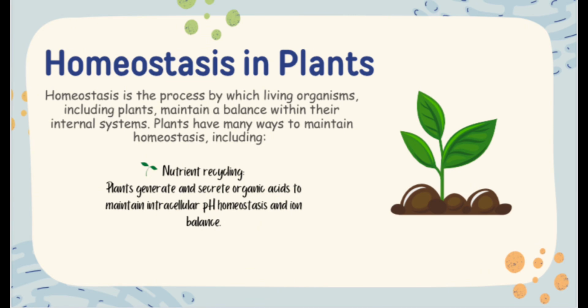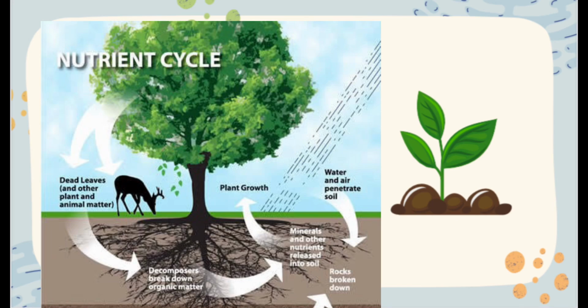Lastly, nutrient recycling. Plants generate and secrete organic acids to maintain intracellular pH homeostasis and ion balance. Nutrient recycling in plants is essential for maintaining homeostasis. It allows plants to efficiently use valuable resources, adapt to environmental changes, and continue growing even when external nutrient supply may be limited.